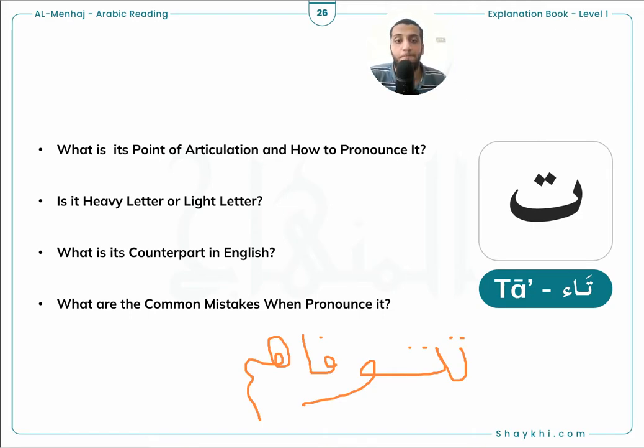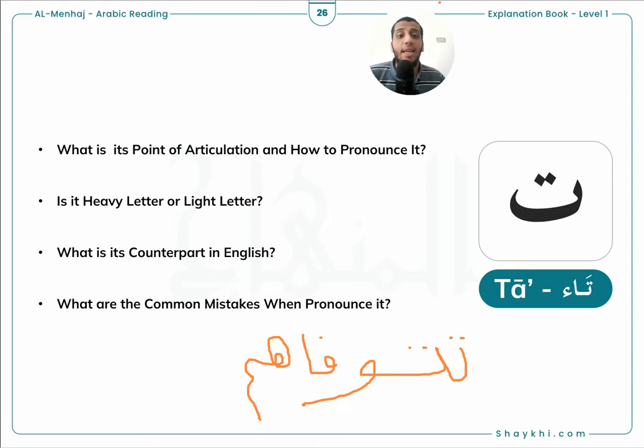No, this is wrong. Let's take an example from the Quran. Allah subhanahu wa ta'ala says, الذين تتوفاهم الملائكة طيبين يقولون سلام عليكم ادخلوا الجنة بما كنتم تعملون. So تتوفاهم, تعملون, without excessive air.